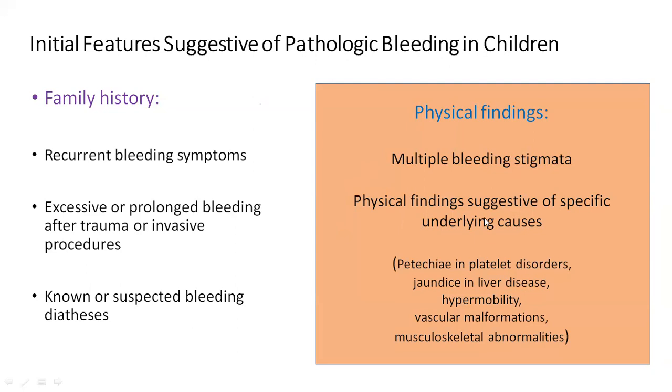And if you have physical findings like petechiae, it should be a platelet disorder. Even if you have a normal platelet count, if you have petechiae, you need to think of platelet functional disorders. And if you have jaundice, suspect liver disease related coagulation abnormality. If you have hypermobility, think of vascular malformations. Like Ehlers-Danlos syndrome, they can have vascular malformations, so they can bleed. And if you have musculoskeletal abnormalities like Marfan's and Ehlers-Danlos, think of vascular malformation related bleeds. So I hope I'm clear.